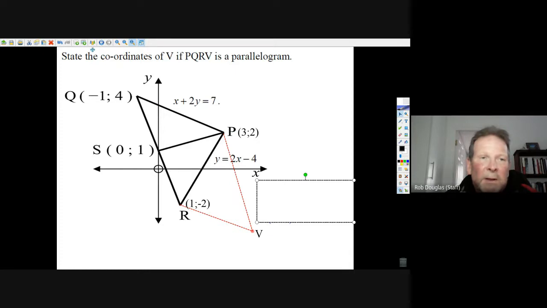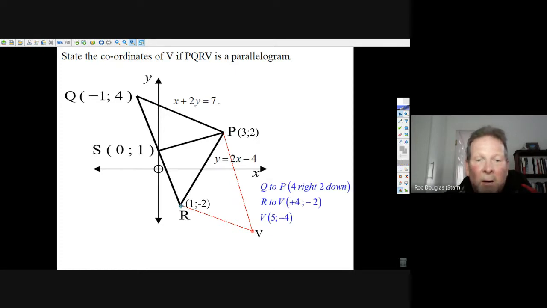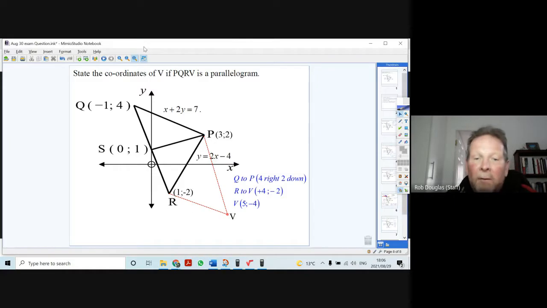Well, just do the same thing to R. Go 4 to the right and 2 down. Add 4 to 1, you get 5. Subtract 2 from -2, go 2 down, you get -4. And that's it. The coordinates of V are 5 and -4. Just whatever happens to Q, figure out what happened to go from Q to P, do the same thing with R, and you're going to get the answer. And that's it. Okay.